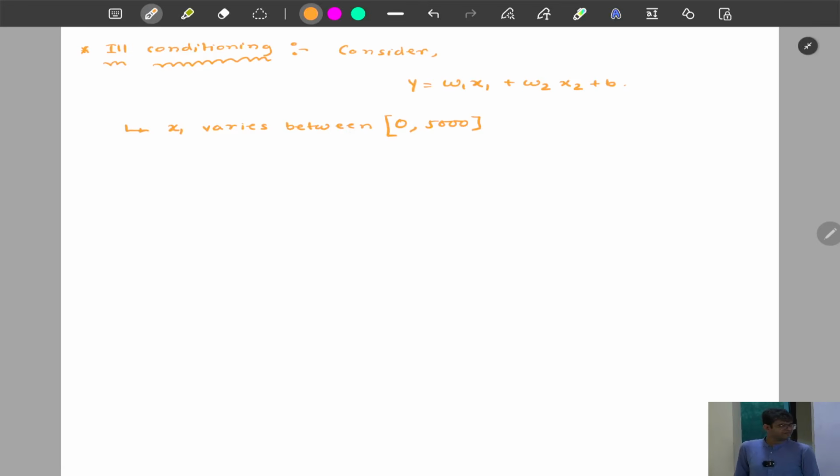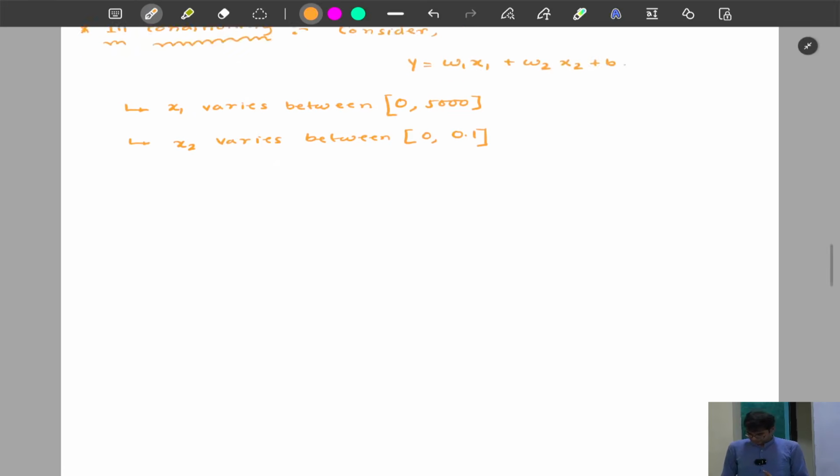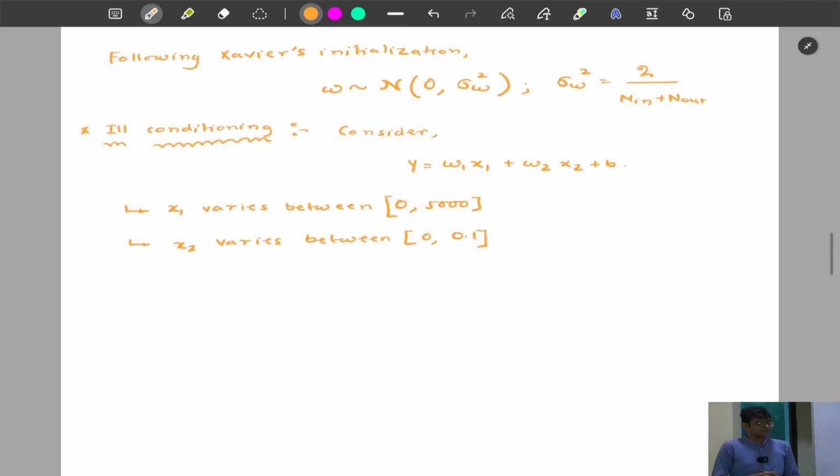Okay. And similarly, let us assume that x2 varies between 0 and 0.1. That means x2 has a very small influence. Okay. Now, with such data, if you train this model, and don't think of a special case where one is independent or something like that, in a generic sense, I'm talking about both being equally important or something like that.